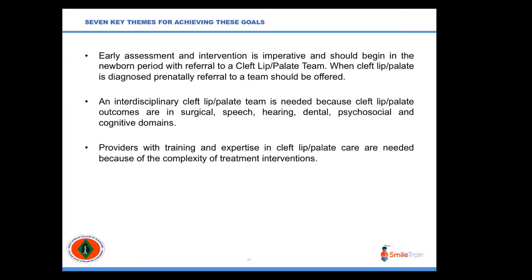There are 7 key themes for achieving these goals. The first is early assessment and intervention, which is imperative and should begin in the newborn period with referral to a cleft lip and palate team. When cleft lip and palate is diagnosed prenatally, referral to a team should be offered. We should encourage our pregnant mothers to go for antenatal care, and we should develop our skills and capabilities to do ultrasound for our babies. With ultrasound, a lot of these cleft babies can be picked up early, so that adequate preparation is done. The counseling for the mothers can be done, and the preparation for feeding and other things can be done. The parents will not be embarrassed when a child is born with this abnormality.